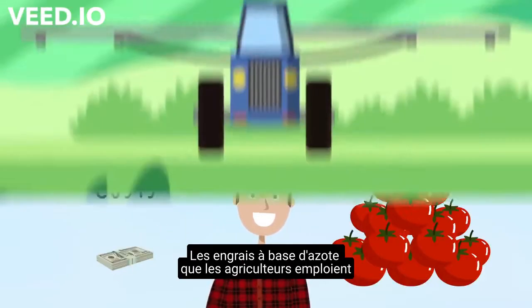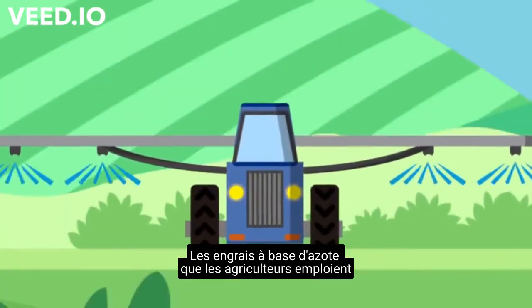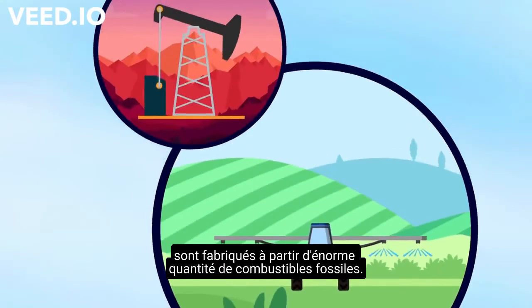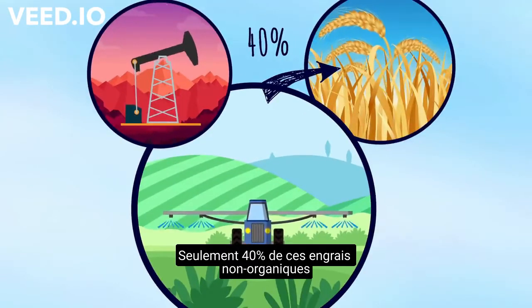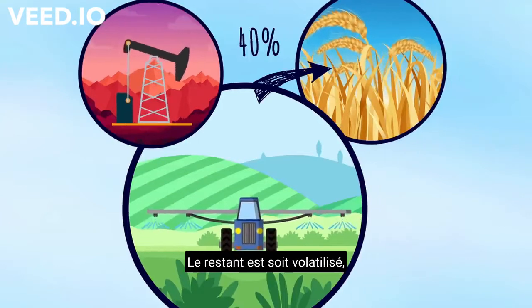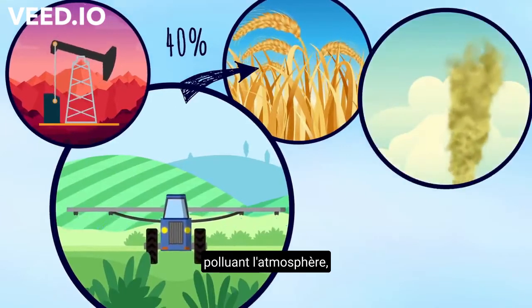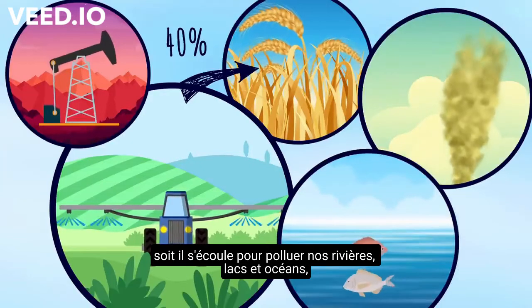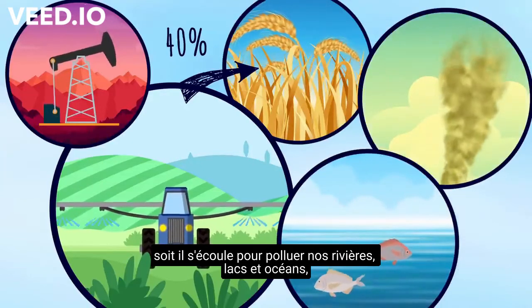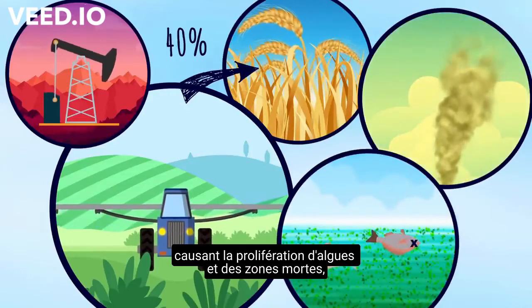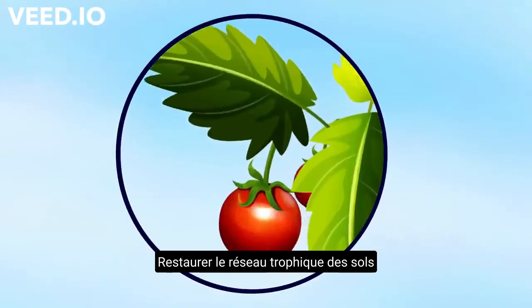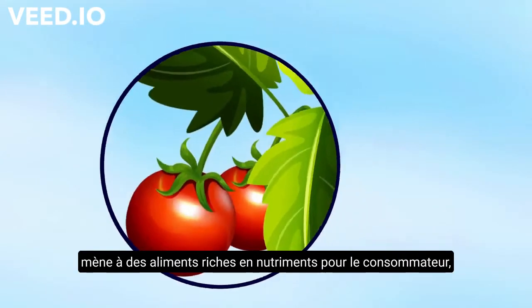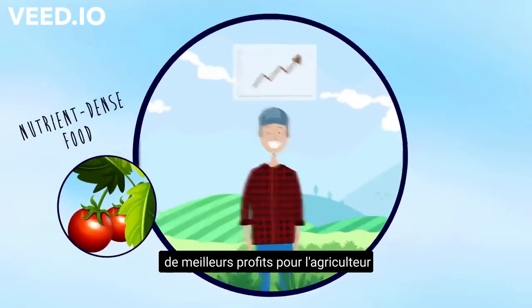The nitrogen-based fertilizers that farmers use are made using huge amounts of fossil fuels. Only around 40% of these inorganic fertilizers get absorbed by crops. The rest is either volatilized, polluting the atmosphere, or it runs off, polluting our rivers, lakes, and oceans, causing algal blooms and dead zones that are a major environmental problem. So restoring the soil food web leads to nutrient-rich food for the consumer, increased profits for the farmer, and also benefits the environment.